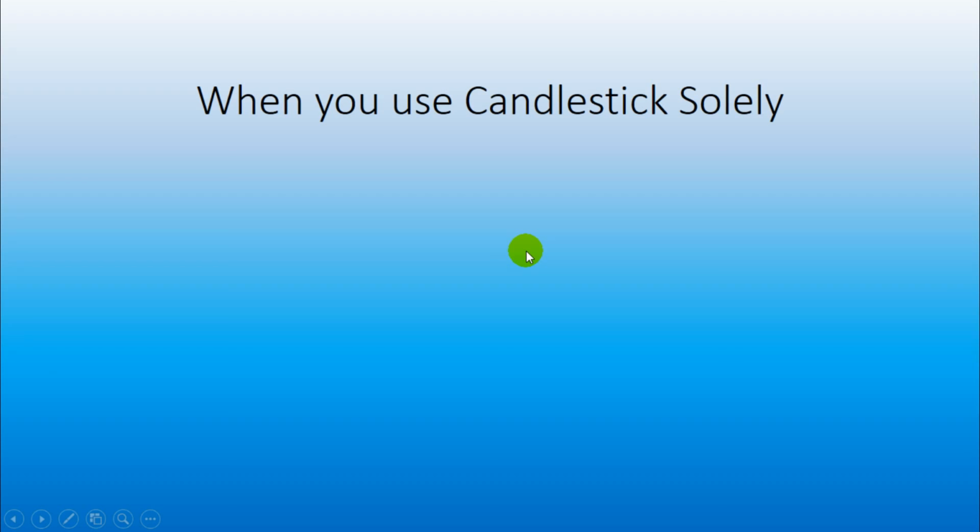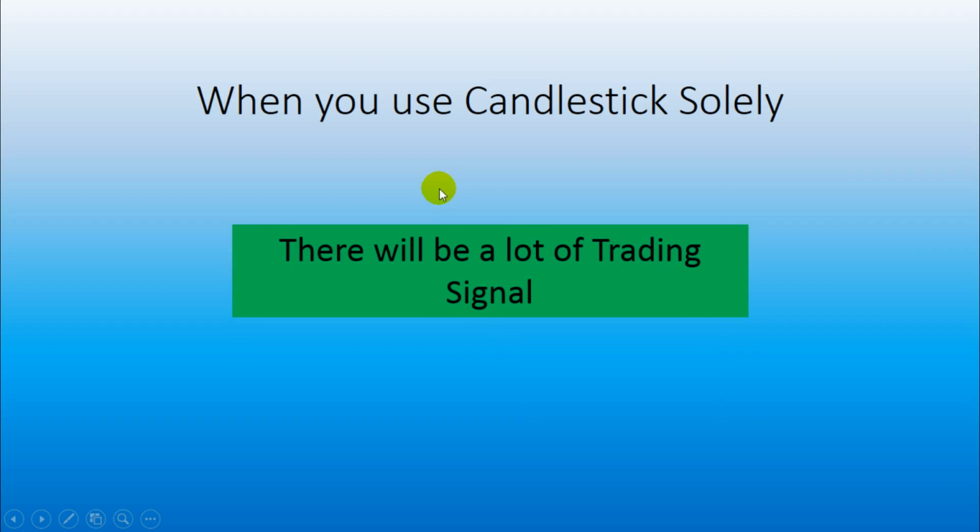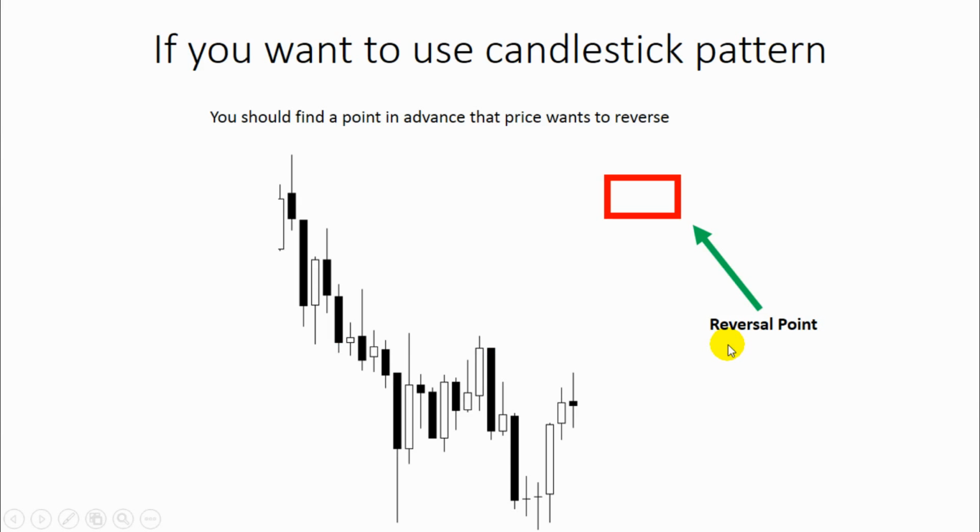They use candlesticks solely. Whenever the pattern is formed, they try to put a trade. It's wrong. It's completely wrong. Please pay attention. When you use candlesticks solely, you will get a lot of trading signals, but most of them are fake. You trade them and you lose your money and you will blow your account. So don't use candlesticks solely.